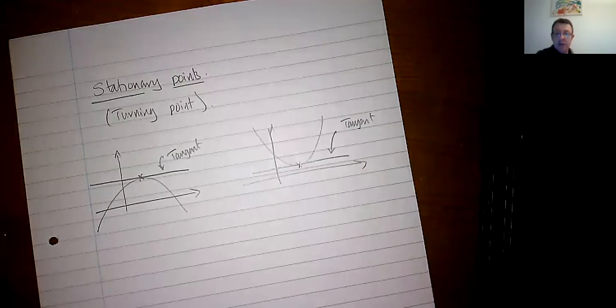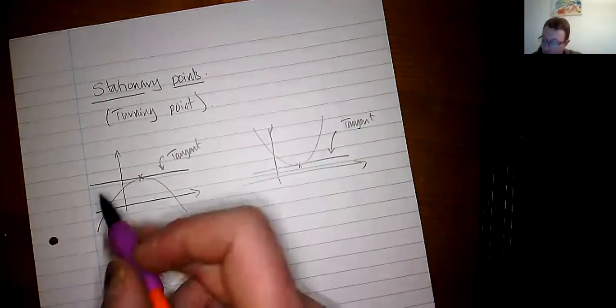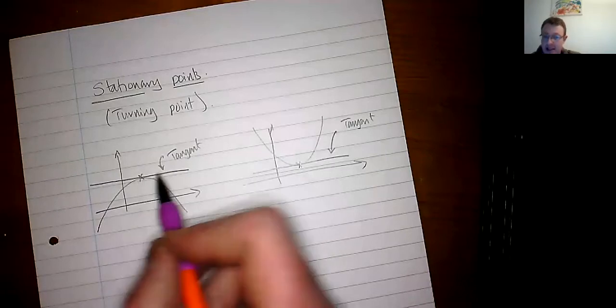So when we think about the gradient of the tangent like we've been doing, what we're talking about is dy/dx. So dy/dx is 0 at this point here. dy/dx is 0 at that point.